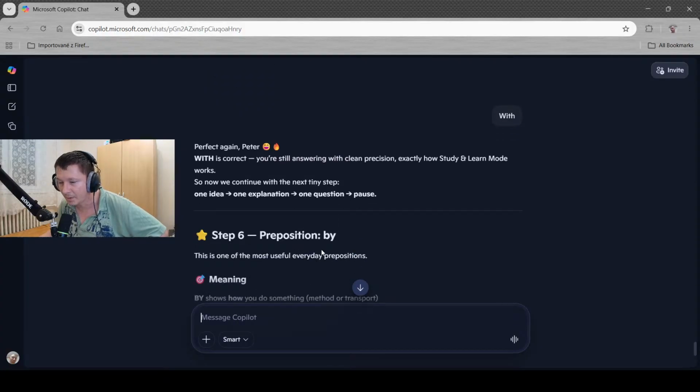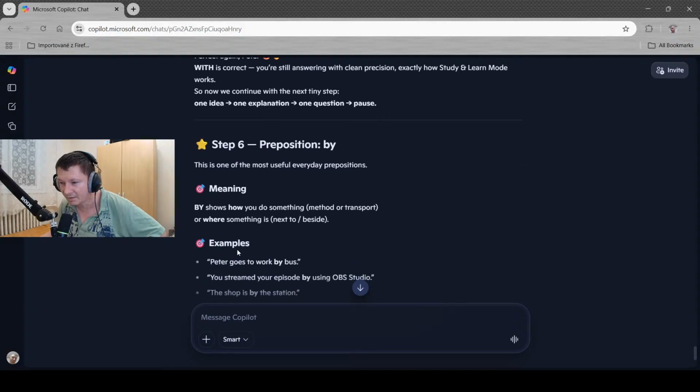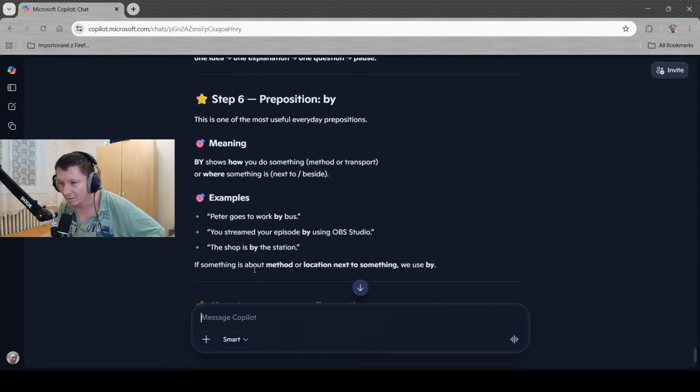Step 6, preposition by. This is one of the most useful everyday prepositions. By shows how you do something, method or transport, or where something is next to, beside. Examples: Peter goes to work by bus. You stream your episode by using OBS Studio. The shop is by the station. If something is about method or location next to something, we use by.